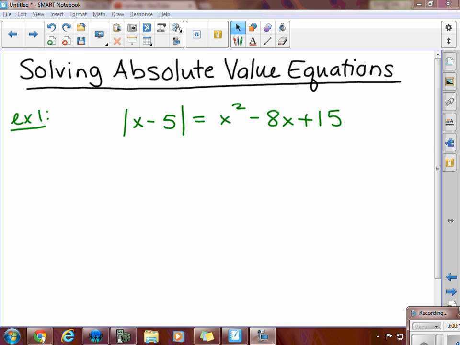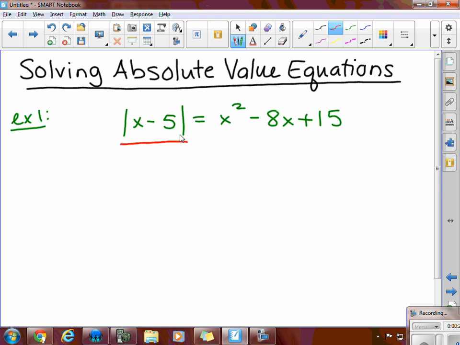plus 15. The first step is to try to isolate that absolute value symbol, and as we can see, it is indeed isolated, so I don't have any algebra to do right off the beginning. But what we want to do next is consider two cases.